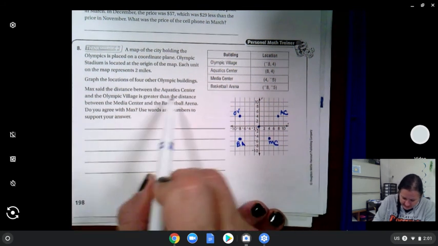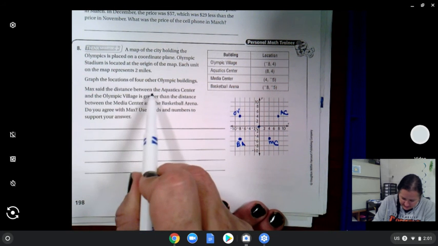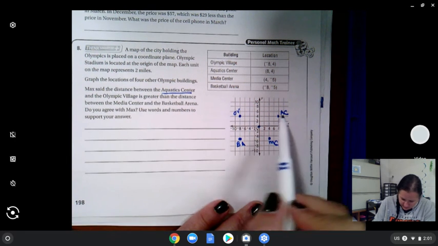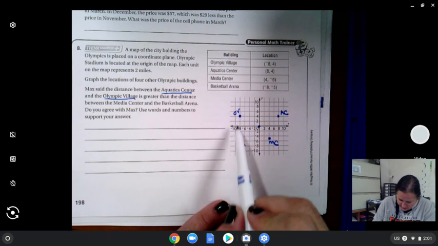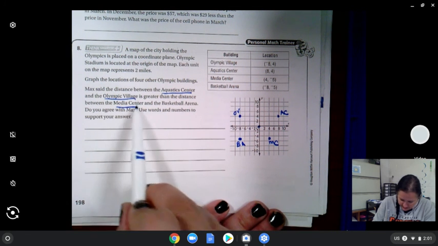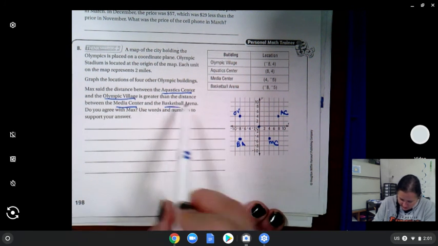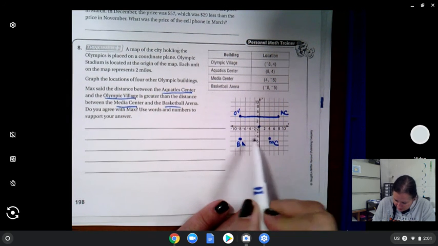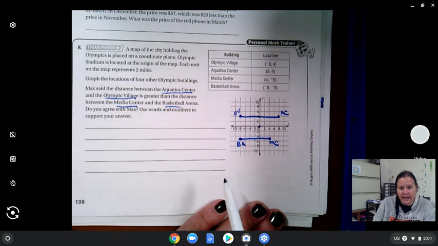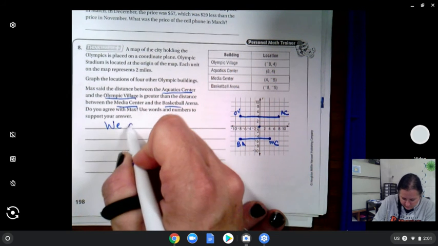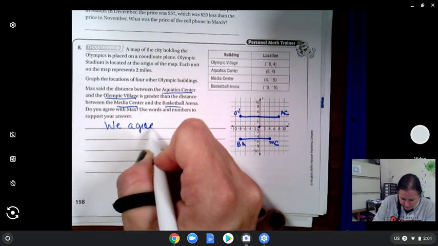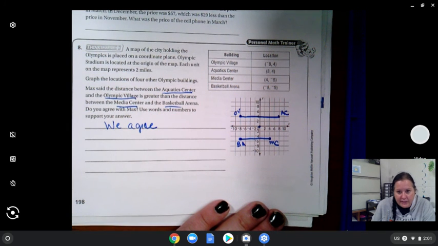And it's asking us, Max said that the distance between the aquatic center, that's this one, and the Olympic Village is greater than the distance between the media center and the basketball arena. Now we can just look at that. Isn't this greater than this? That line is longer. So we do agree with him. We're going to agree with him. However, we need to use numbers. So you can't just say I agree and then be done with it. We need to actually find out the distance.